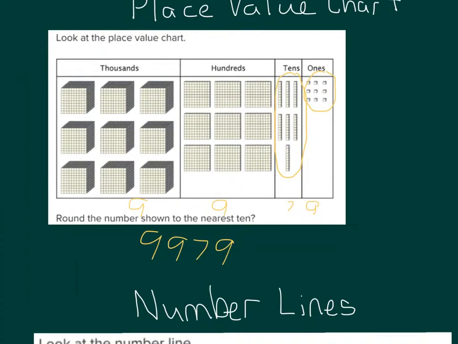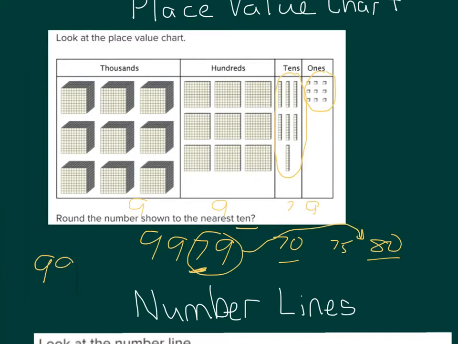I don't really like using these place value charts. So what I do is I just find the tens place, which is the 7, and I know that my benchmark numbers are 70 and 80, and the midpoint is 75, and 79 is past the midpoint, past the halfway point. So that means it's closer to 80 than it is to 70. So since it's closer to 80, the rounded number would be 9,980.